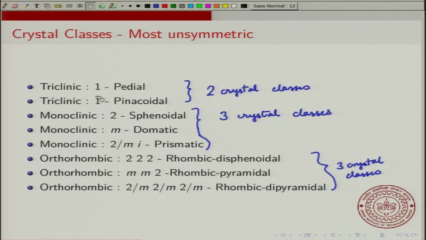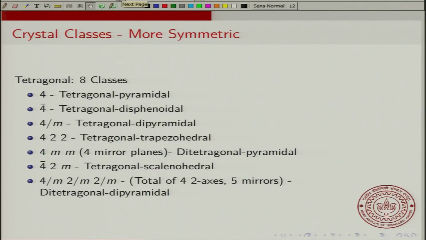Similarly, I would expect that at least for the triclinic, monoclinic and orthorhombic, you should know the various possibilities of the crystal classes. For example, triclinic can have only an inversion or nothing, monoclinic can have a 2-fold axis or a mirror or both, and so on. So some basic information I expect you to remember. However, I do not expect you to remember the 8 classes in the tetragonal. You should know that a tetragonal system has this 4-fold axis of rotation, but I do not expect you to know all these 8 classes.